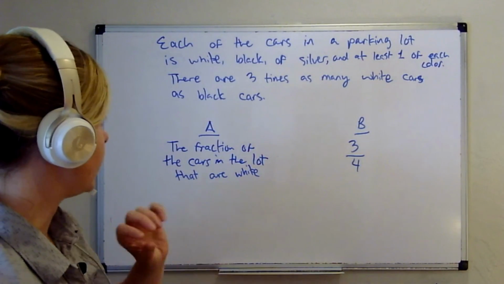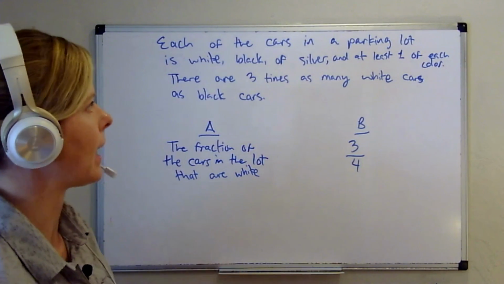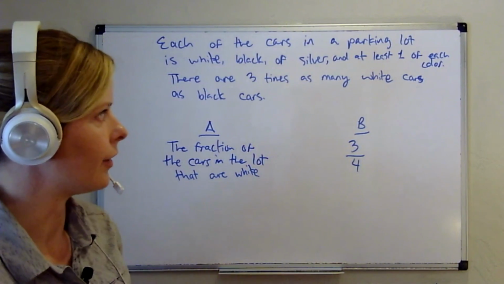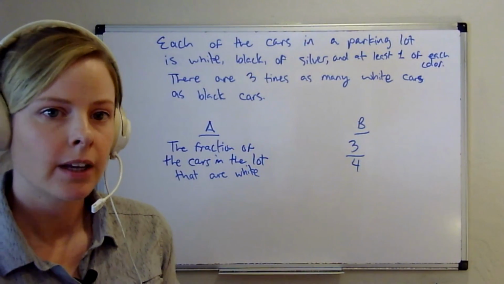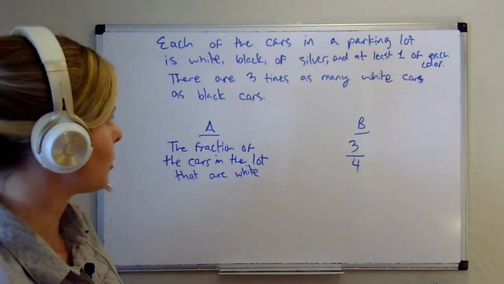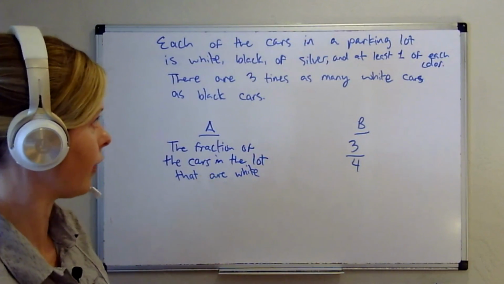So we are told that each of the cars in a parking lot is white, black, or silver, and that in that lot there's at least one car of each color. Now, let's think about how to translate that into algebra. First, we want to define our variables.